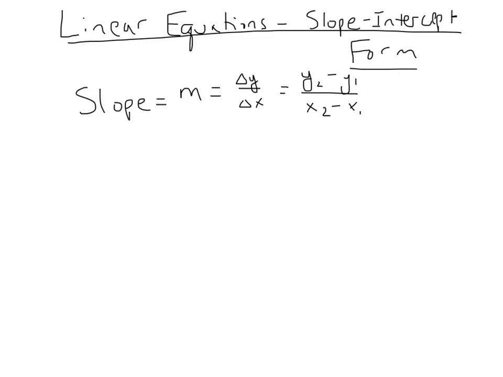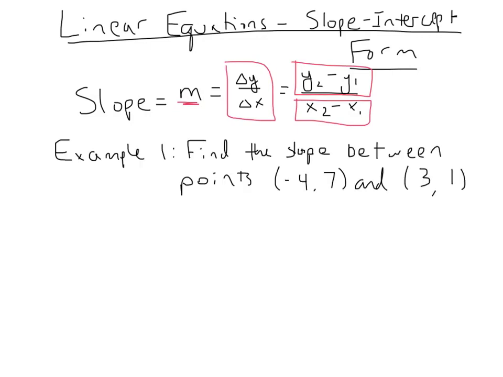Written here you'll see many different ways of representing slope. We'll often use the letter m to represent a slope, and we know that slope is the change in y over change in x, and we calculate change in y by saying y2 minus y1. We calculate change in x by saying x2 minus x1. We divide the change in y by the change in x. So let's take a look at an example.